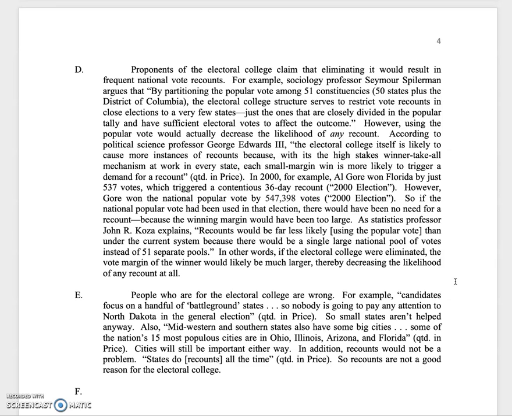Okay, D is a good rebuttal paragraph, and let's talk about why. So we have part 1 here, where it explains the other side's point. I'm going to put that in purple. So the first sentence of that makes it clear that it's the other side that we're talking about, proponents of the Electoral College, because remember, this writer is against the Electoral College, so this is saying the other side, proponents of the Electoral College, claim that eliminating it would result in frequent national vote recounts.